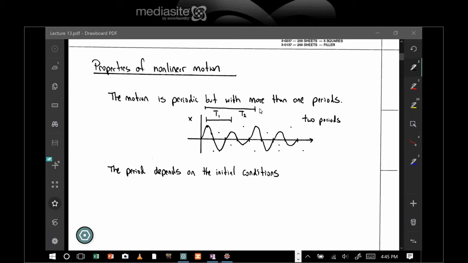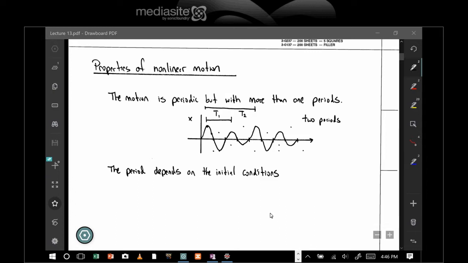A second property of nonlinear motion is that the period depends on the initial conditions, meaning that I'll get different periods as I change the initial conditions. So we've seen this before, solving for a pendulum as a function of drive amplitude or initial condition, and we'll do this in homework as well.